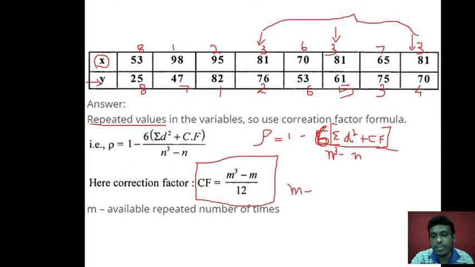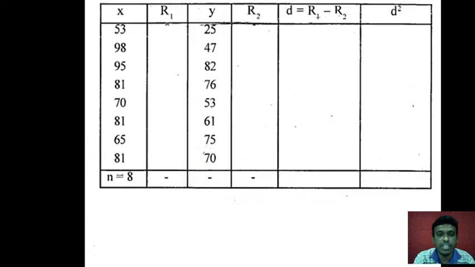In this case, m equal to 3, and CF is equal to 3 cube minus 3 upon 12. We'll see that formula later on. So m is the number of repeated values. How many times is 81 repeated? 81 is repeated 3 times, so m equal to 3. We'll see how to calculate this later on. First we'll note down this problem like what we had noted down last time. So this is how we had noted it down last time.